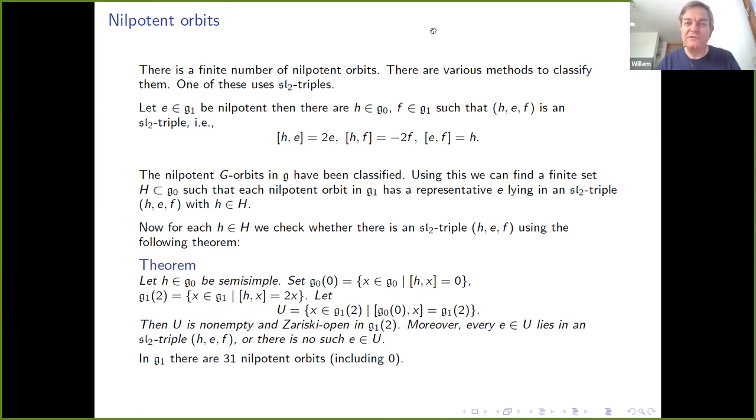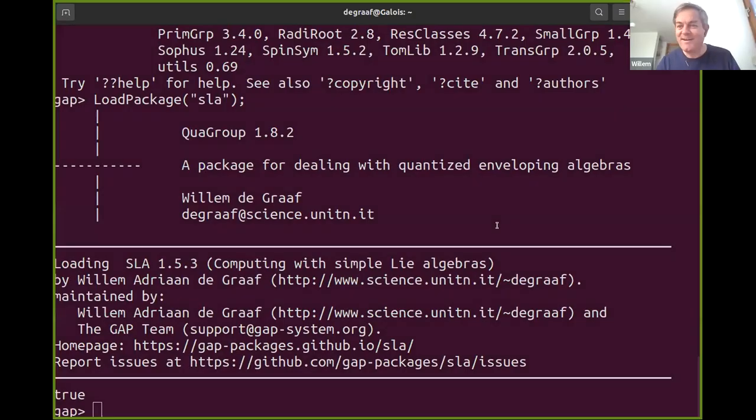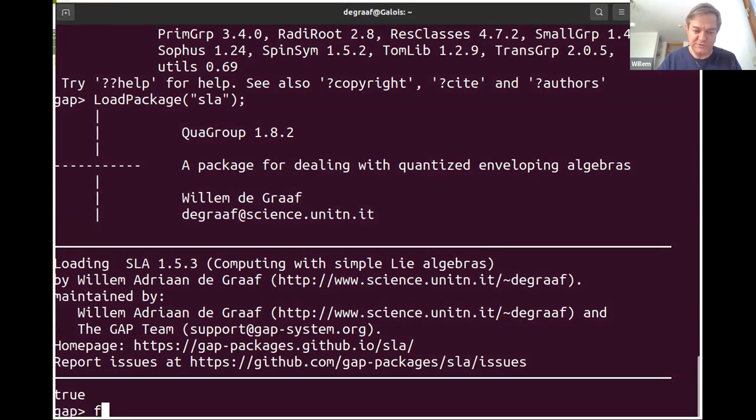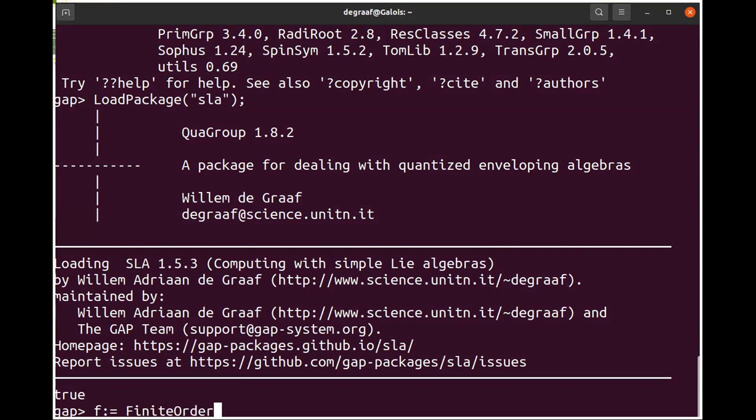Well, instead of going into this theorem, I show you maybe how that works. I implemented this years ago in GAP, and I'll just show you how we can do this. Again, I will not go into the details here.